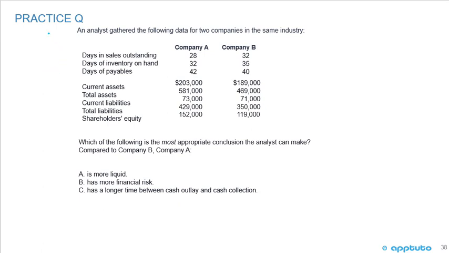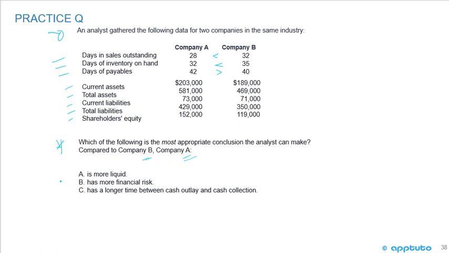So this question, an analyst gathered the following data for 2 companies in the same industry. We've got the days sales outstanding, the days of inventory, the days payable. We can see in this case, company A, days sales outstanding is less, days of inventory on hand is less, but the days payable is more, okay? Then we've got some current assets, current liabilities, total liabilities, shareholders' equity, and the question is asking us, which of the following is most appropriate conclusion the analyst can make compared to company B?